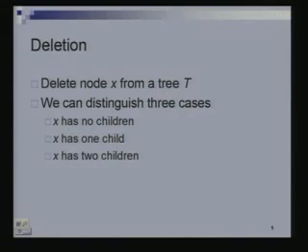To start with deletion. In the last class we saw how to do insertion, search, computing successor, predecessor, minimum, and maximum in a binary search tree. Today the only operation that is left is deletion. So, we are going to see how to do deletion in a binary search tree.